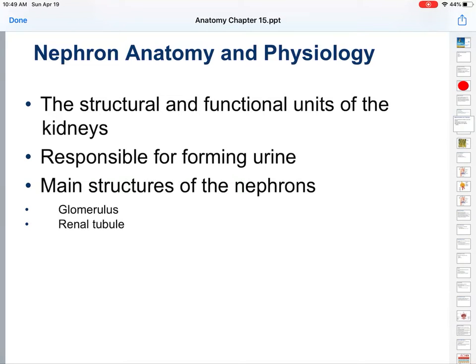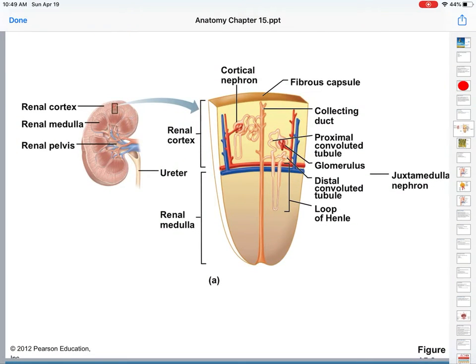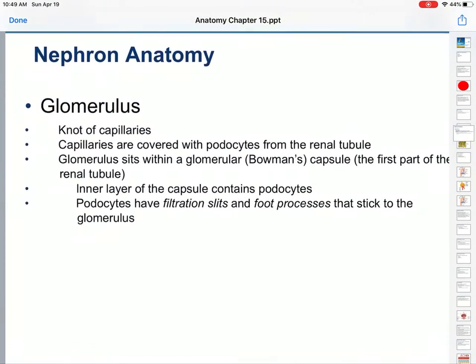Two major structures, the glomerulus and the renal tubule. Glomerulus is where we start the filtration. Renal tubule is where we continue it into what do we kick out and absorb back into the body, and what does the body then secrete into the tubules that didn't get pulled out before. We will talk about all this stuff later.